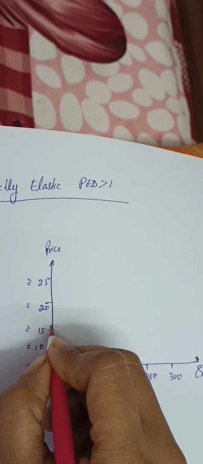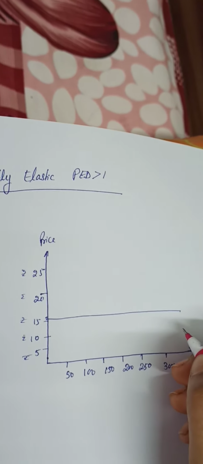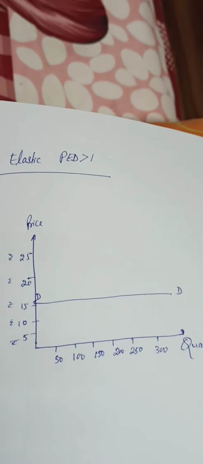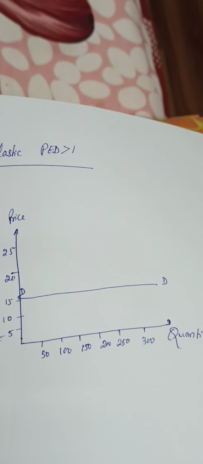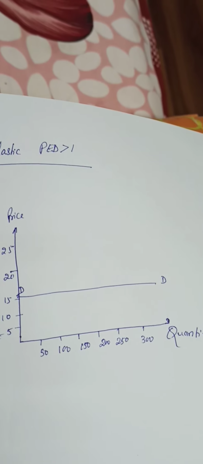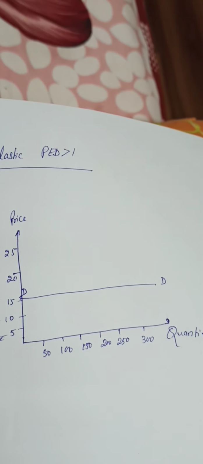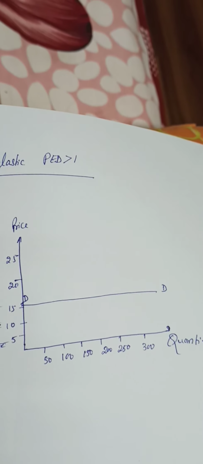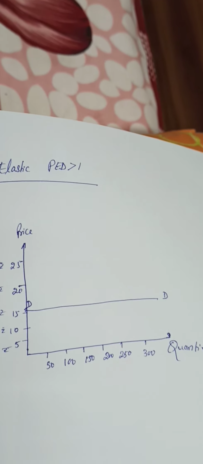Here the demand curve is perfectly elastic, PED is greater than 1, in a straight line. If the percentage change in demand is more than the percentage change in price, then the demand is elastic. For instance, if a 10% increase in price causes a 30% drop in demand, then the coefficient of PED is 3, which means that demand is elastic.